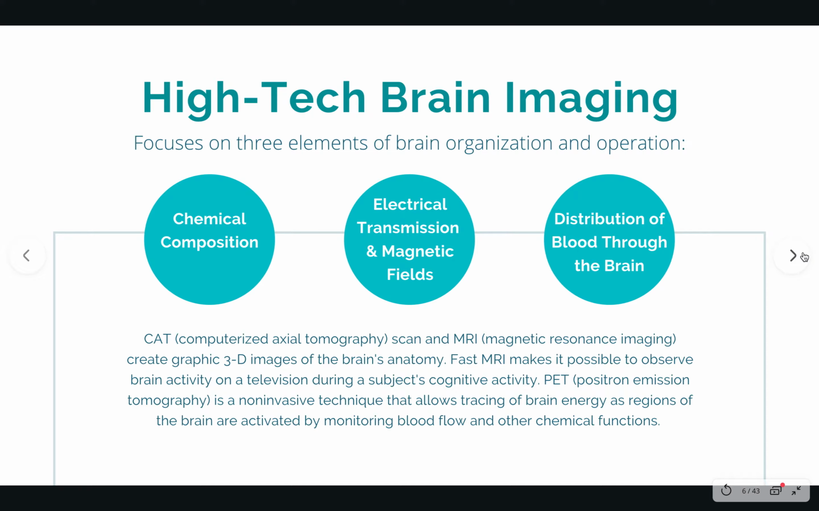High-tech brain imaging focuses on 3 elements of brain organization and operation: chemical composition, electrical transmission in magnetic fields, and distribution of blood through the brain. CAT scans and MRIs create graphic 3D images of the brain's anatomy. Fast MRI makes it possible to observe brain activity on a television during a subject's cognitive activity. PET is a non-invasive technique that allows tracing of brain energy as regions of the brain are activated by monitoring blood flow and other chemical functions.